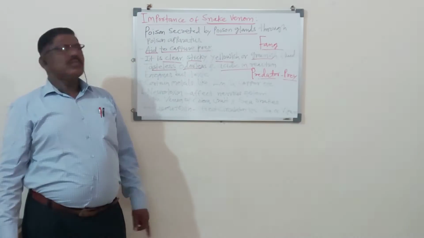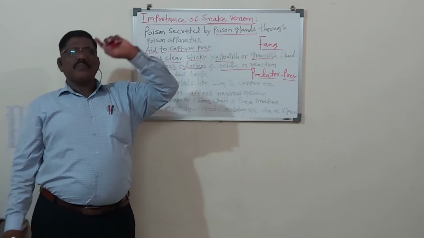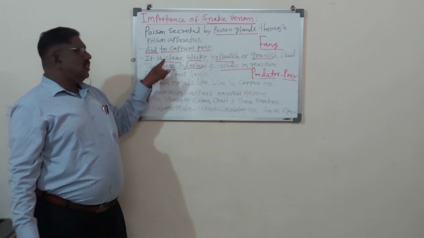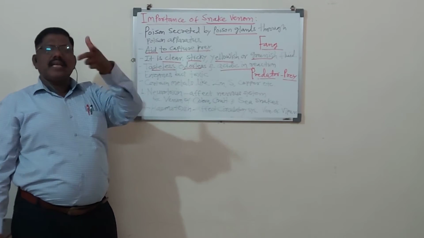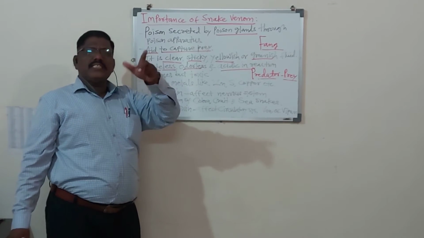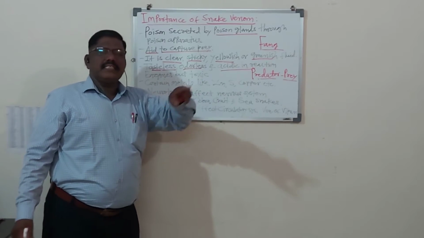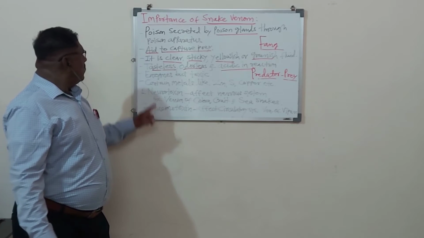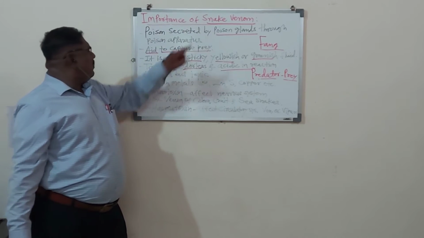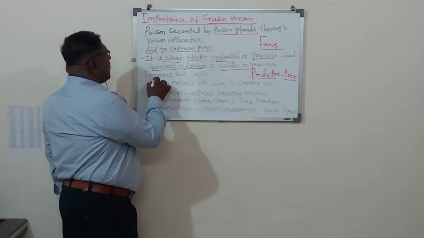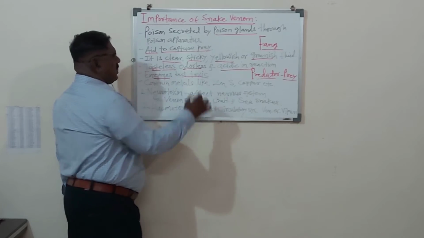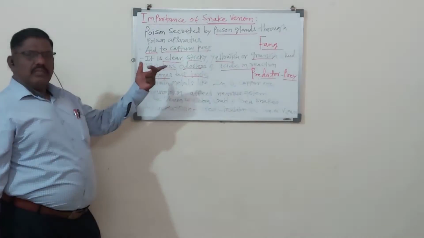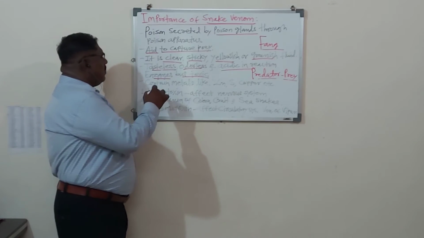Acidic in reaction. We are studying the importance of snake venom. So that snake venom is tasteless, odorless. Tasteless म्हणजे त्याला चव नाही, odorless म्हणजे त्याला वास नाही. Acidic in nature means it reacts just like the acids. Now that snake venom is nothing but enzymes, but it is toxic. Toxic means poisonous, विषारी.